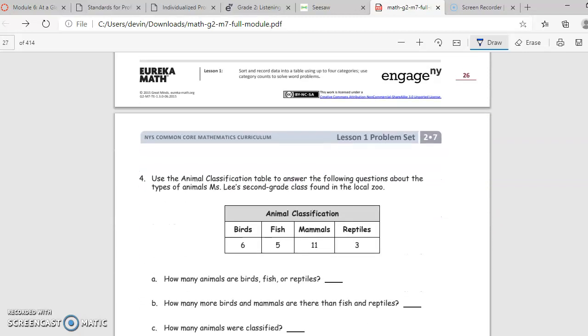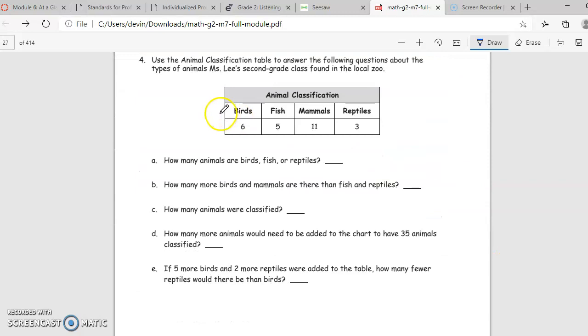On the next problem set page, we have the same type of table, except this time it's numbers, not tallies. So you'll just go ahead and answer these questions. There are going to be other tricky ones. Like E, if 5 more birds and 2 more reptiles were added to the table, how many fewer reptiles would there be than birds? This is a 2-step problem. You'll have to add these first and then subtract.